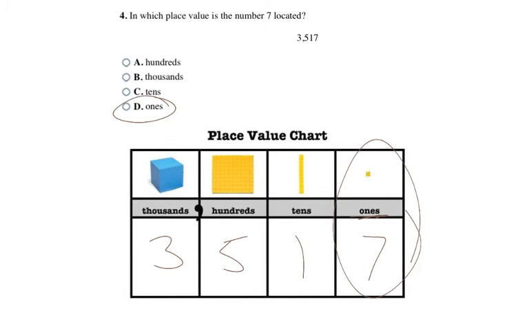And it makes sense because the ones column is always the first place value when you're working right, so that first one there is a 7, which is what it asked about.